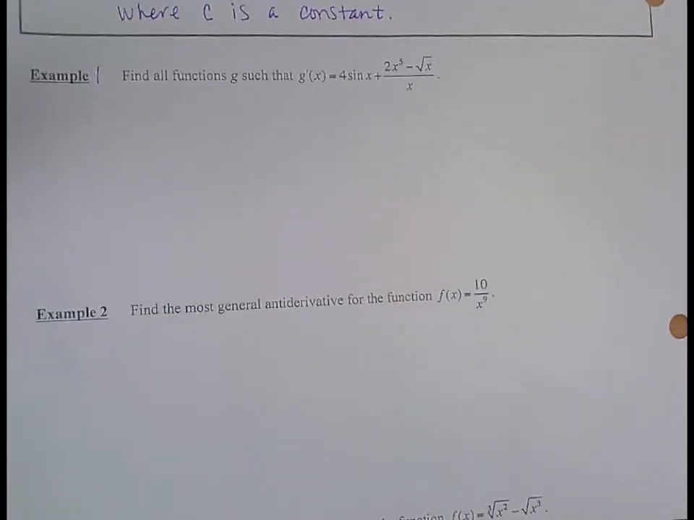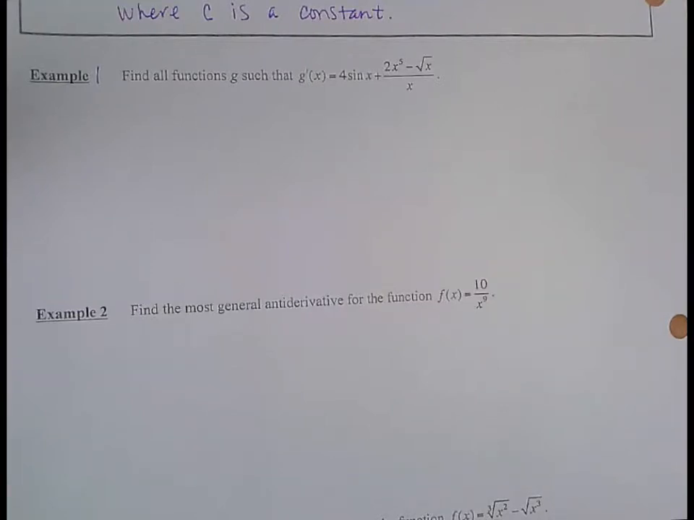But it says find all functions g such that g prime of x is equal to 4 sine of x plus 2x to the 5th minus the square root of x all over x. Do you have to like work backwards and chain rule or something like that? Okay, so I will say this right now in 4.9. No. We are not finding antiderivatives. That would be the reverse of the product, quotient, or chain rule.